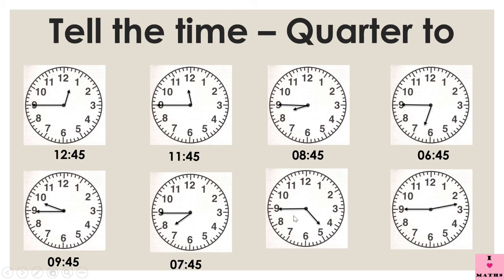In this clock, the minute hand is about to reach 5. It has not reached 5, beta. See, it has still not reached 5. So this is called quarter to 5 and it is written as 4:45. And this clock, I'm sure all of you can read the time by now. This is quarter to 3 and it is written as 2:45. So children, how easy it is to read time when it is quarter past or half past or quarter to.